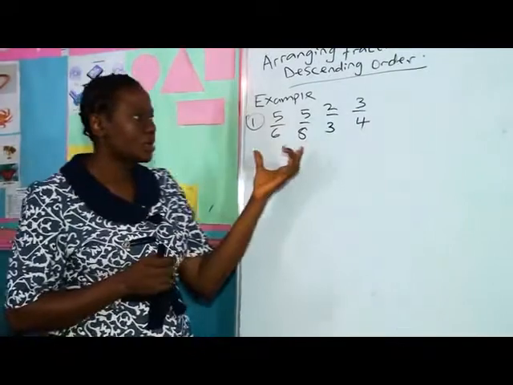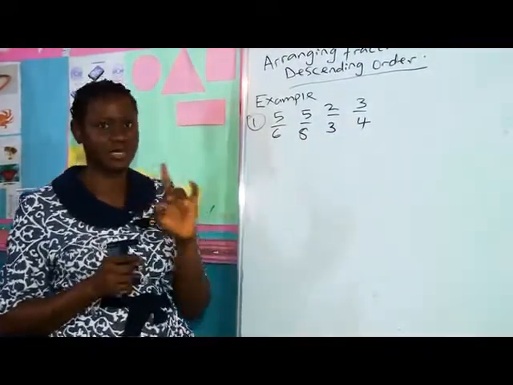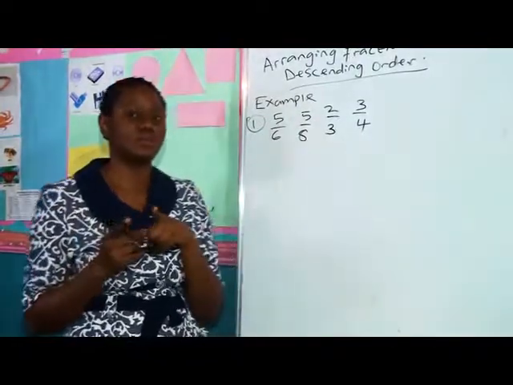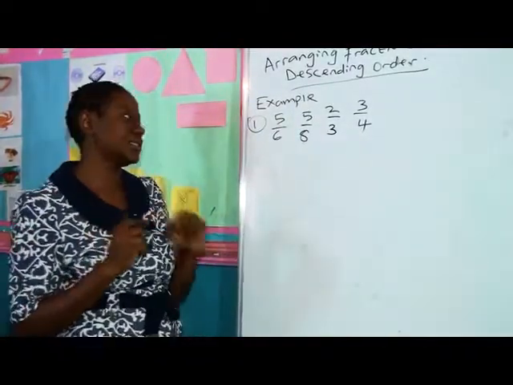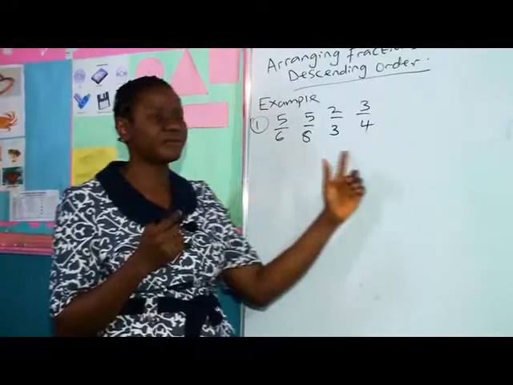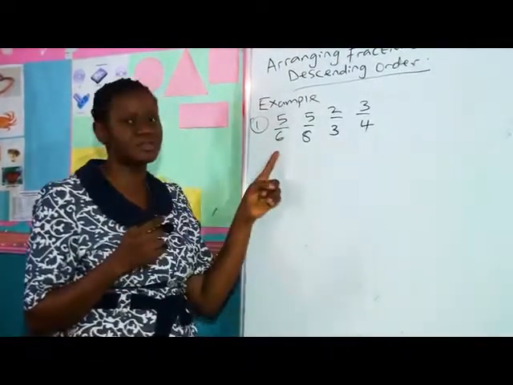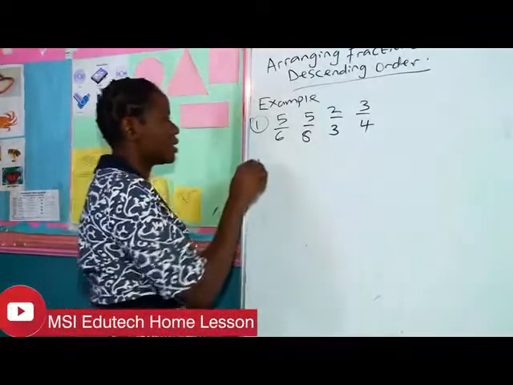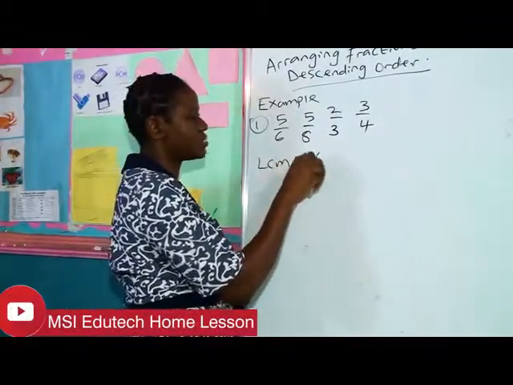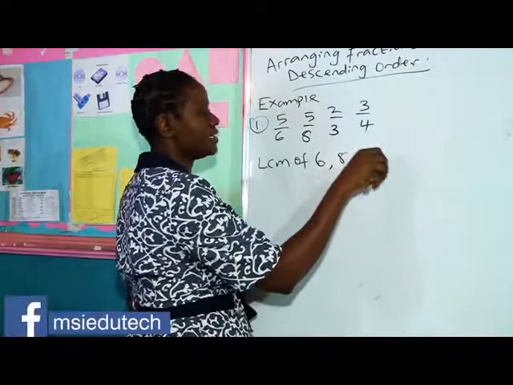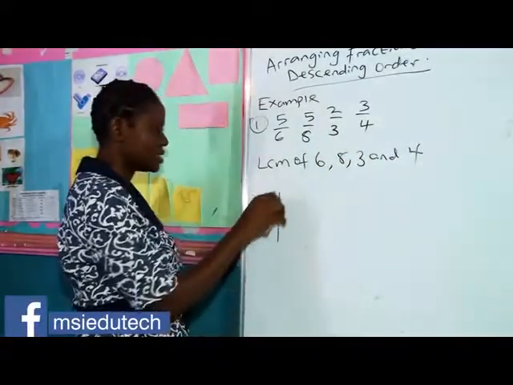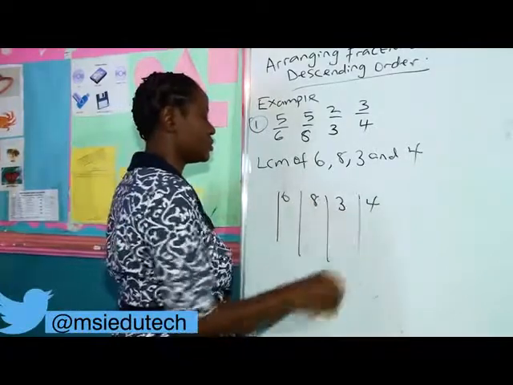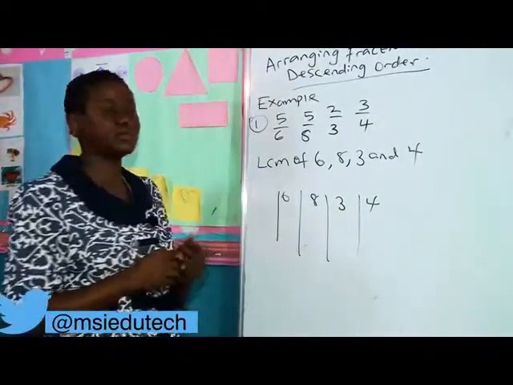LCM comes into play. The denominators are not the same, so we need to have a common denominator. What do we do? Look for the LCM of 6, 8, 3, and 4. What number could we use to divide?